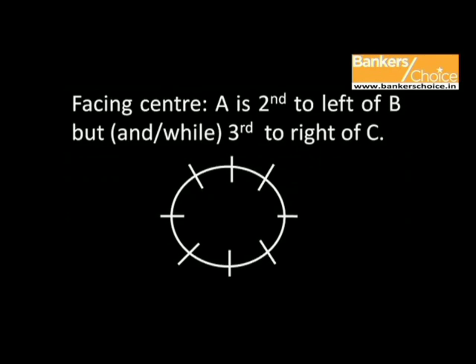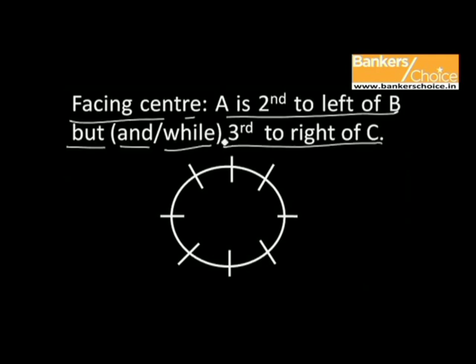In case of a group of persons facing center, if A is second to the left of B, but or and or while third to the right of C, then we can place ABC as follows. From the first part of the sentence, that is A is second to the left of B, let us assume that B occupies this position. Now as A is towards the left of B and the persons are facing center, A should be in clockwise direction. So A will be taking first and second, that is this place.